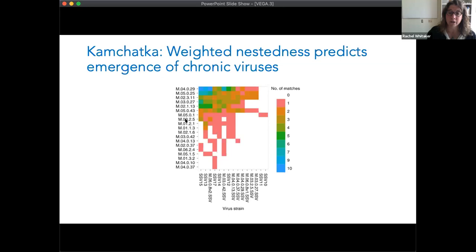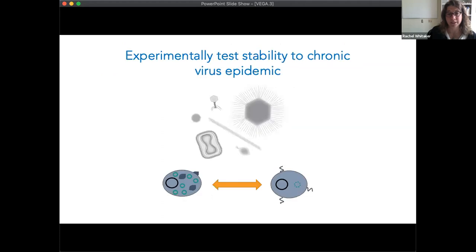it was a more sparse immune network with many more single or zero matches. And so this predicts that maybe the chronic virus can emerge in this population. We weren't able to test that over time. We're planning to test in Yellowstone over time whether that diversity is consistent, and whether we can catch at least a changeover in the alleles that are present based on a lytic virus epidemic.